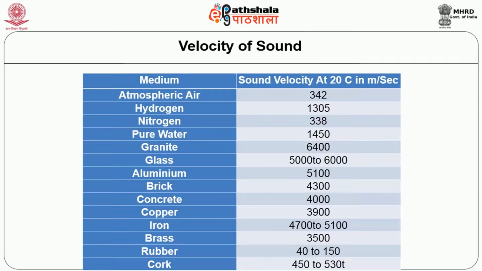The table shows sound velocity in different mediums. Some of the mediums are atmospheric air, where the sound velocity at 20 degrees centigrade is 342 meters per second; granite, 6400 meters per second; concrete, 4000 meters per second; copper, 3900 meters per second; brass, 3500 meters per second; and rubber, which is very less, 40 to 150 meters per second.